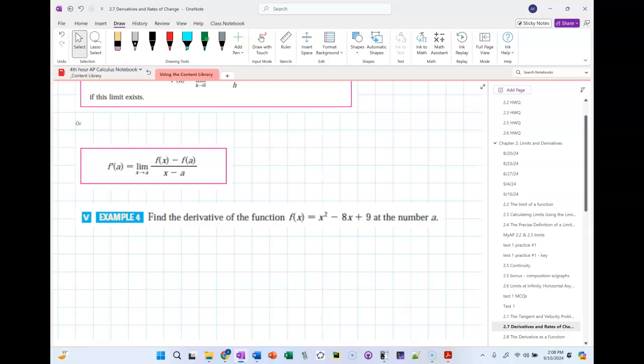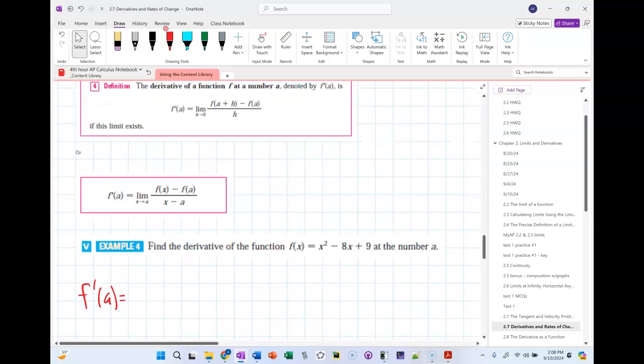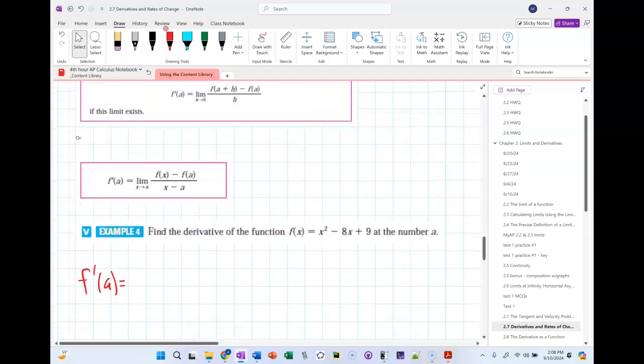Nope. So let's look at example 4. It says, find the derivative of f of x equals yada, yada, yada at the number a. Let's do this then, right? So the symbol we use for the derivative, f prime of a, which derivative formula do you want to use? It doesn't matter to me. Which one do you think? I usually like the h one too. I think that'll probably be easier in this case.